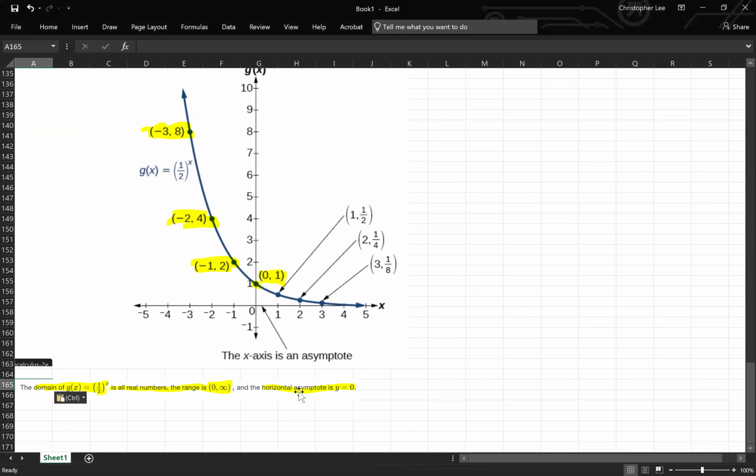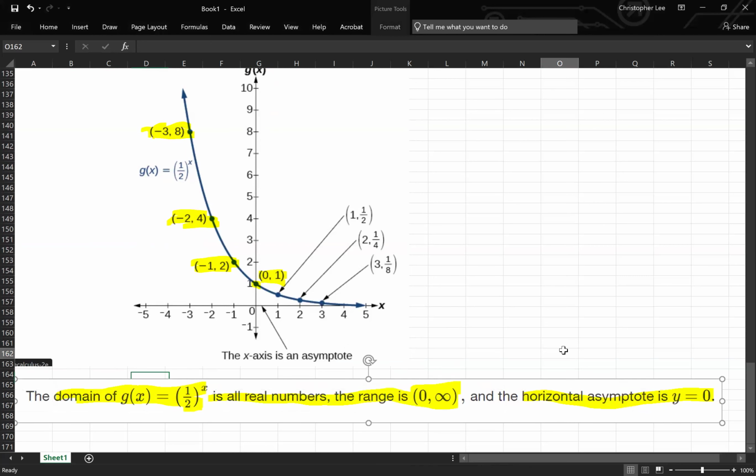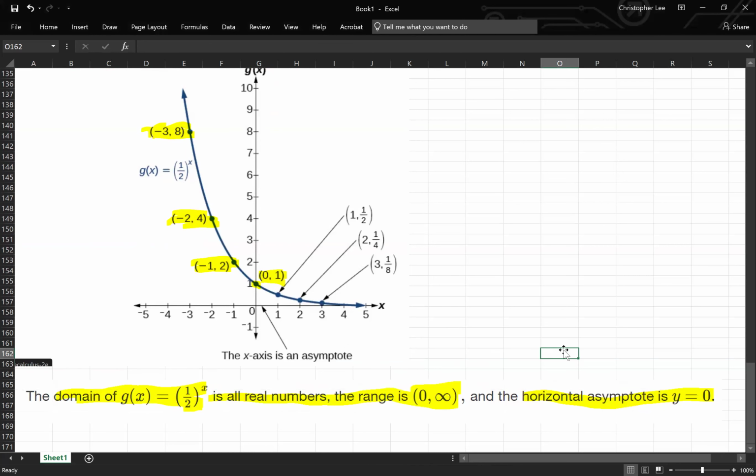Just on a side note, the domain of g of x equals 1/2 raised to the x is all real numbers, and the range is from 0 to infinity. The horizontal asymptote is y equals 0. There is no vertical asymptote here, not for the exponential function.